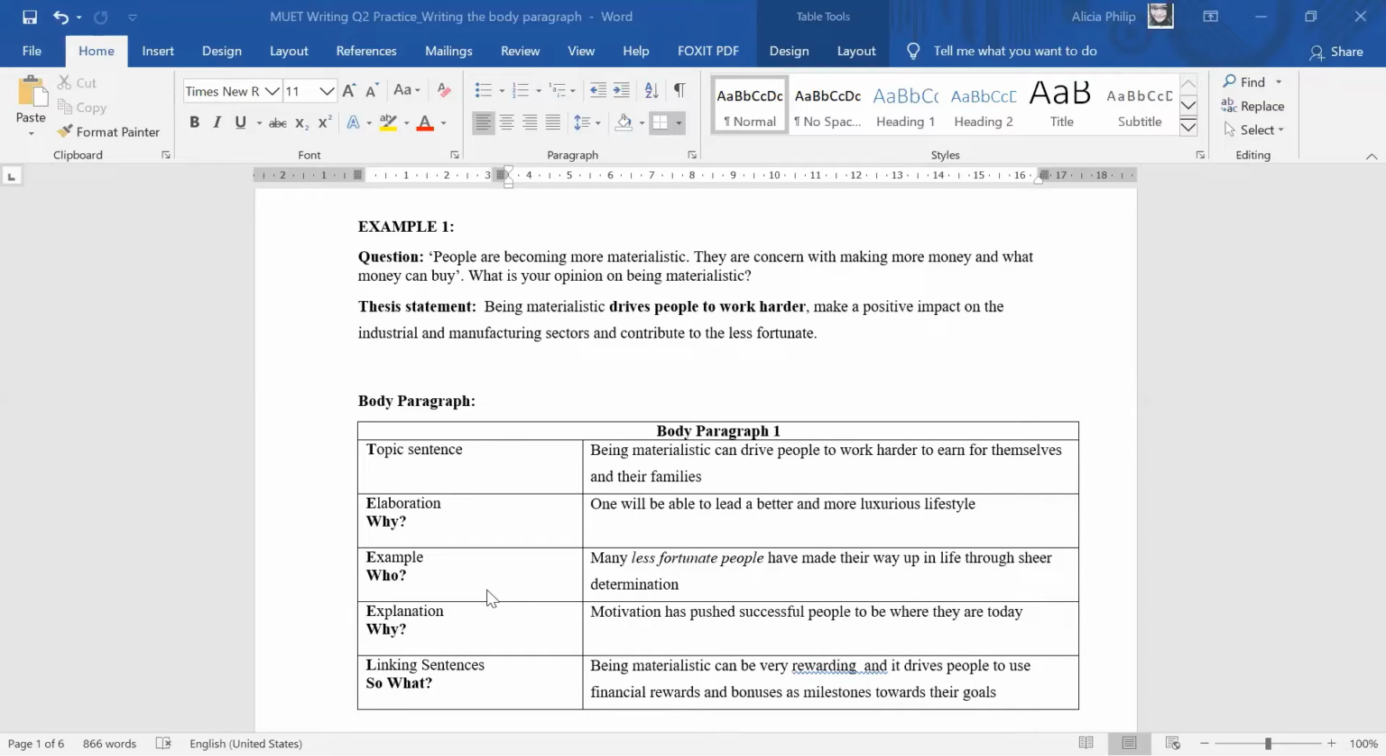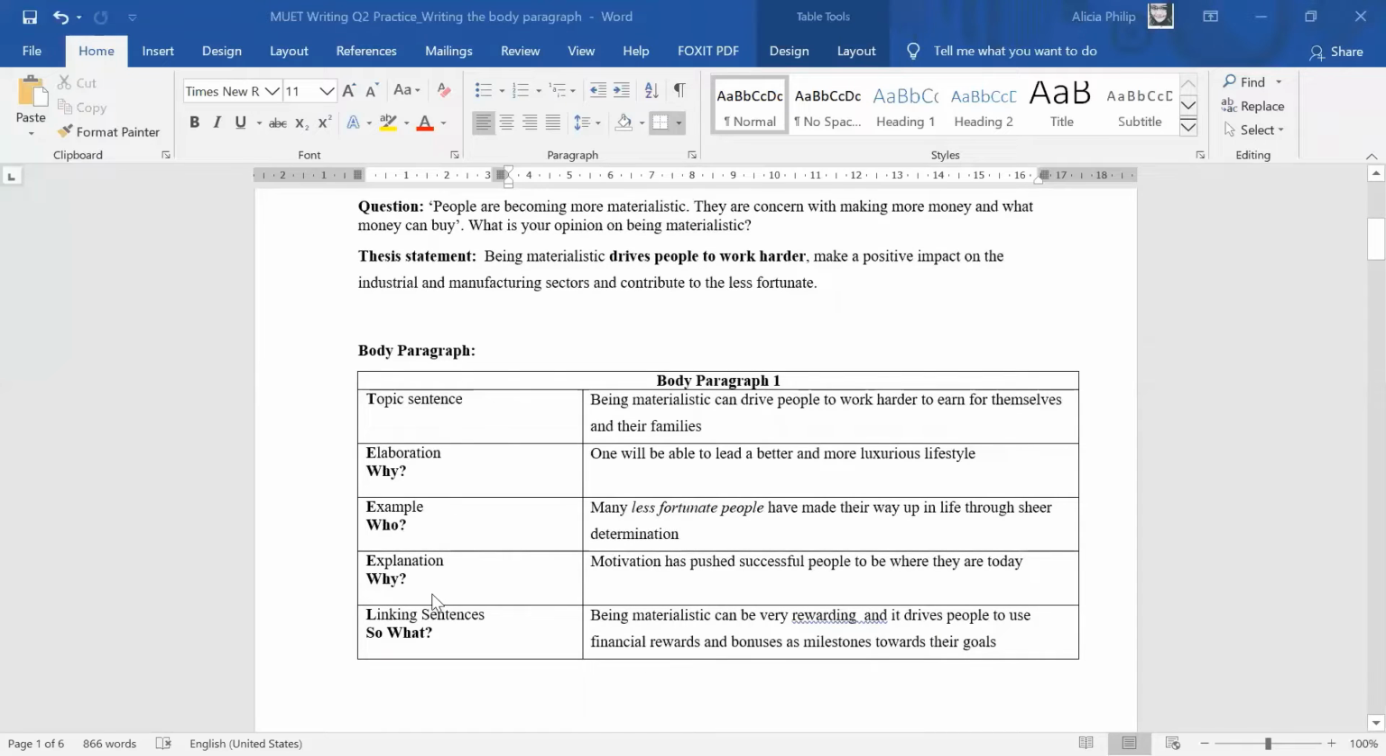You can also give an example as what. What are the examples of people leading luxurious and better lives, for example. Okay, and then you explain this. Again, you ask the question why. Because motivation has pushed successful people to be where they are today. And then you sum it up. So what? Being materialistic can be very rewarding, and it drives people to use financial rewards and bonuses as milestones towards their goal. So this is how you develop your body paragraph. Okay, is it clear? Is it clear?